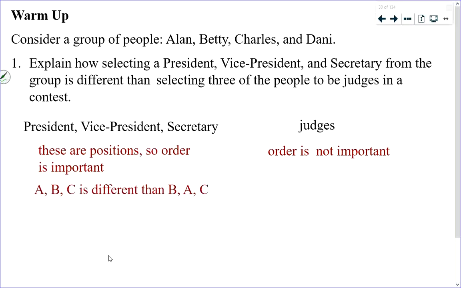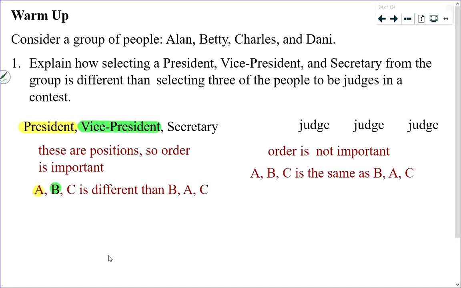So, and this is what, between Craig and Alex, we've come to the conclusion of. ABC is different than BAC. Whereas for the judges, ABC is the same as BAC. They're all identical positions or identical roles. So when I take a look at kind of a color coding scheme here, the president is Alan in ABC. The vice president is Betty in ABC. And in ABC, the secretary is Charles. But in BAC, that's different. That's saying Betty is the president, Alan is the vice president, and secretary is Charles. And Danny wasn't picked at all in either of those 2 scenarios.